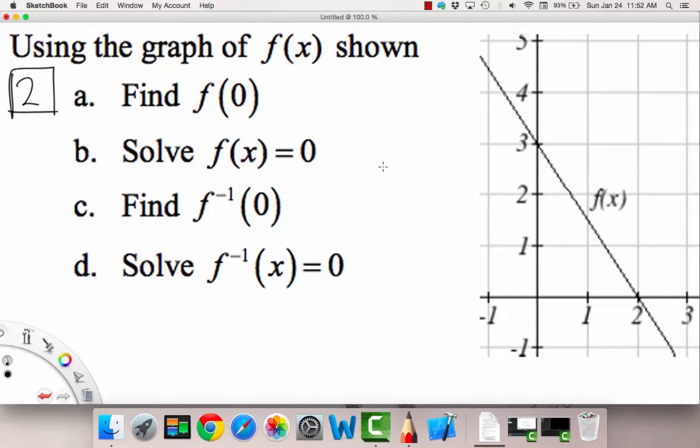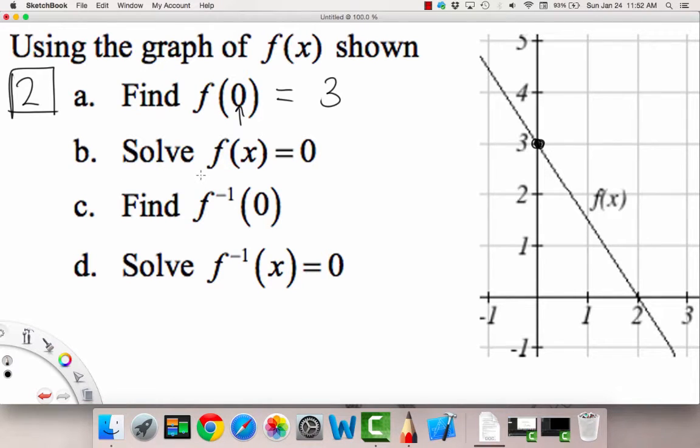Here's number 2. We're going to use the graph of f of x shown and fill out these 4 parts. Part A says find f of 0. All that means is when your input is 0 into our function f of x. So when x is equal to 0, what's the value of our function? That would be 3. So f of 0 is equal to 3. That's pretty simple.